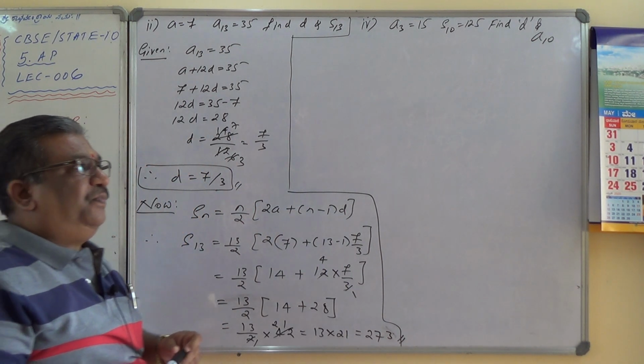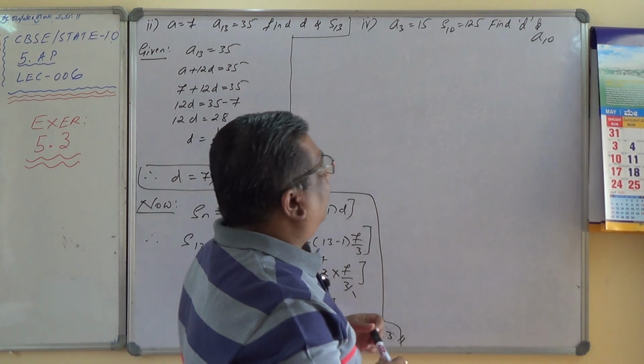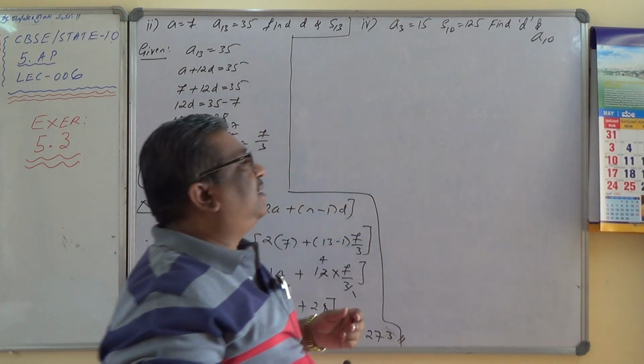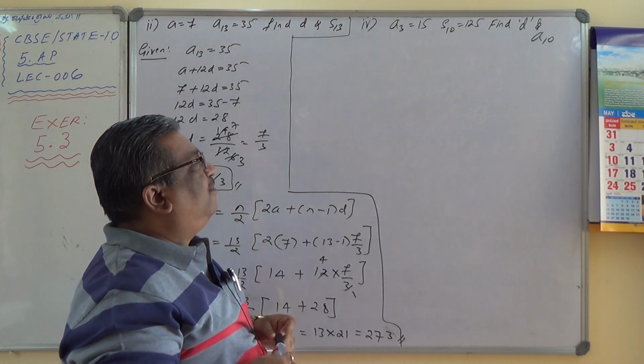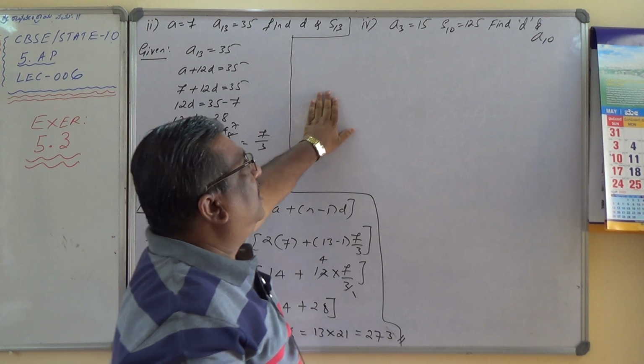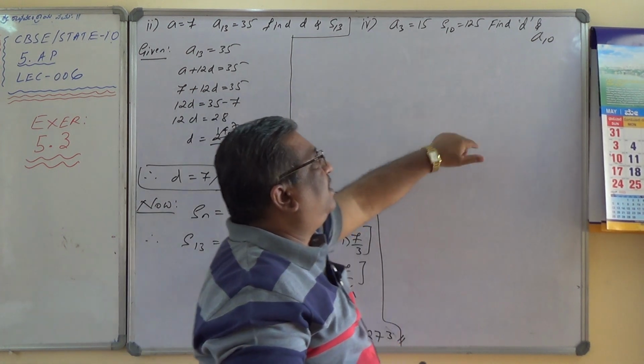As I told, in the Sn formula you have 4 variables. If you know 3, you can find 1. Anyway, that is not the question here. We have to find the common difference and the 10th term.